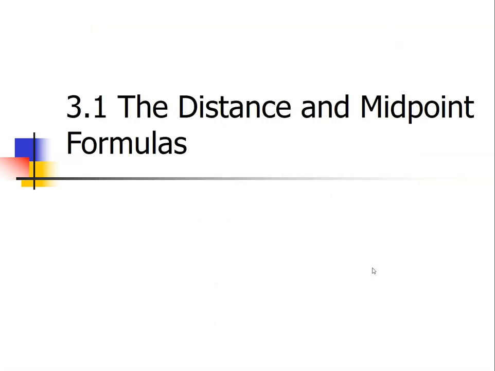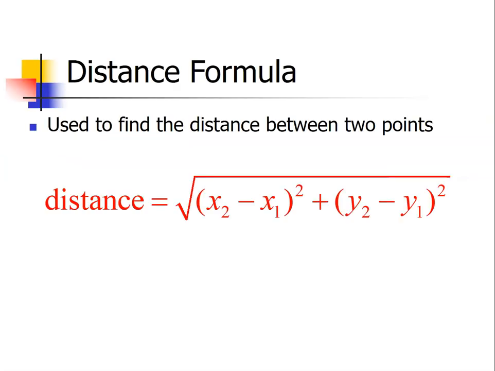So the first thing we will discuss is the distance and the midpoint formula. The distance formula is used to find the distance between 2 points in the coordinate plane or in the Cartesian plane. We have 2 different points, and then we will solve for the distance between the 2 points. So the distance is equal to the square root of x sub 2 minus x sub 1 squared plus y sub 2 minus y sub 1 squared. So how will we solve for the distance now? Let's try some examples.